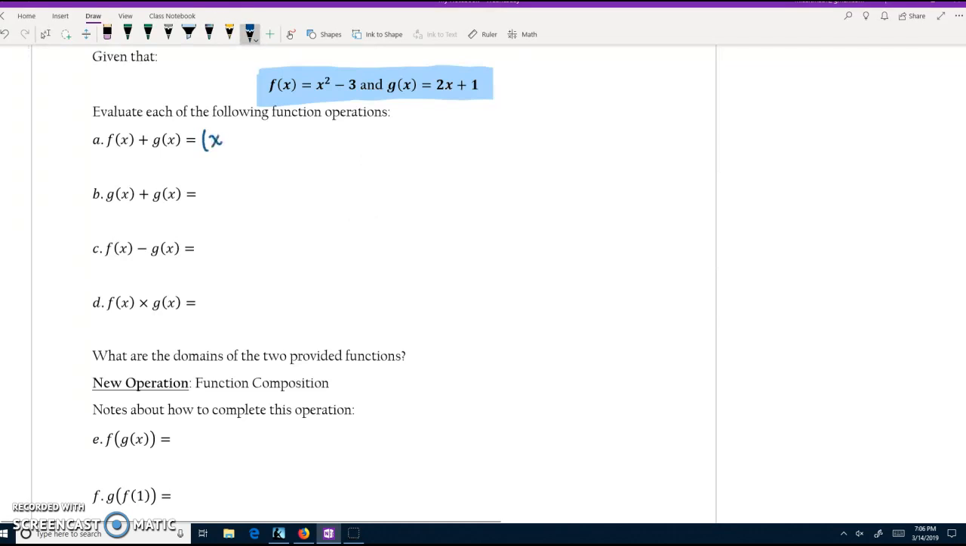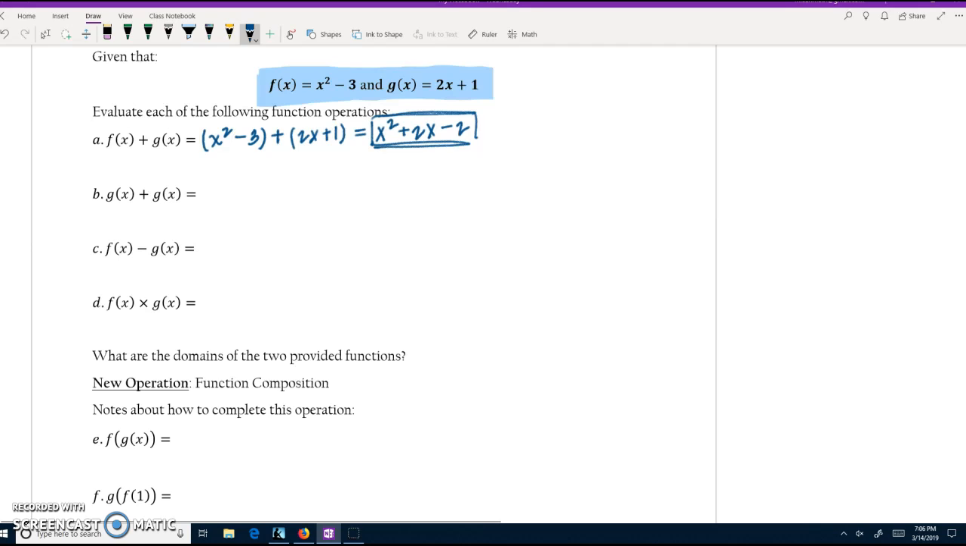So here where you're adding functions, we're just going to take the function f of x, which is x squared minus 3, and the function g of x, which is 2x plus 1, and we're going to add them together. And in this operation, all that you're doing is combining like terms. So we just have one quadratic, that's our x squared. We have one linear term, which is our 2x. And then we have to combine our two constants, negative 3 and positive 1, to get negative 2. So that's your final answer there. So function addition is the same thing as polynomial addition. It's just what you're putting together.